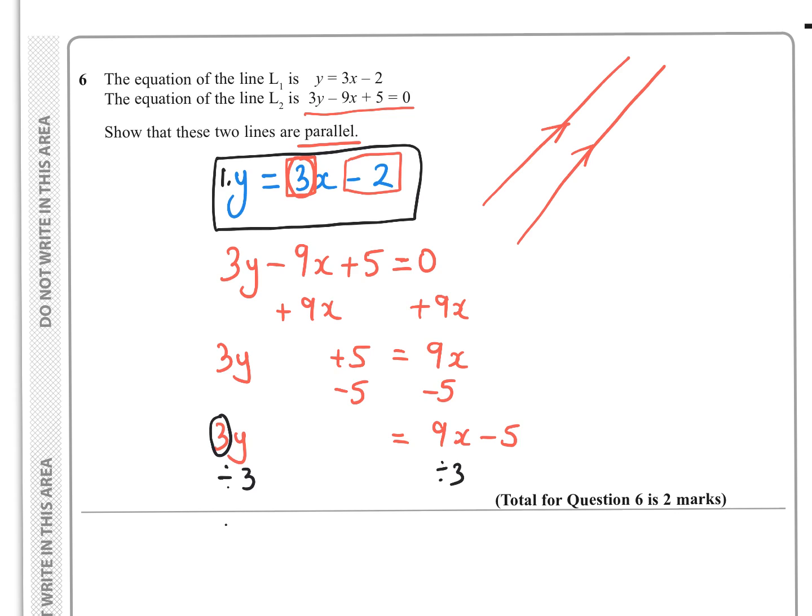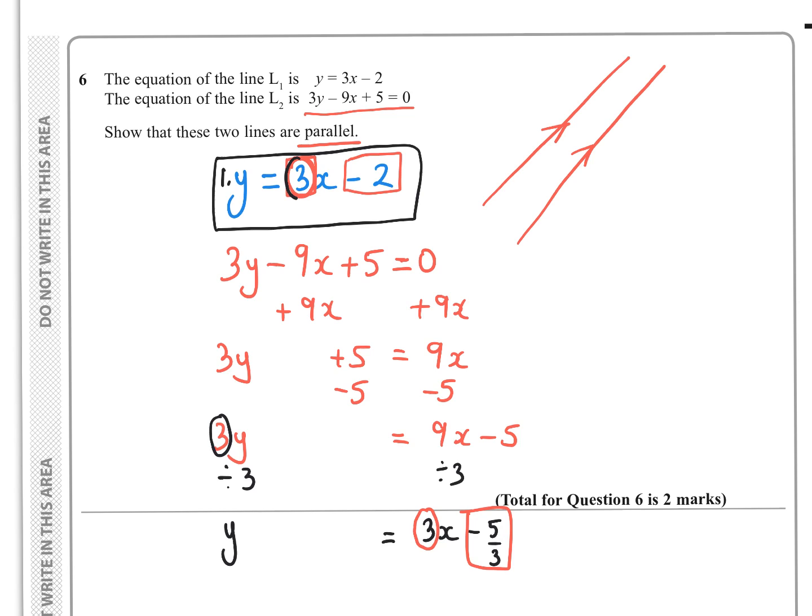And that should give us y equals, well, 9x divided by 3 is just 3x, minus 5, that's got to be divided by 3 as well. Now, this intercept here is not important. What we're trying to show is that they have the same gradient, and they do.